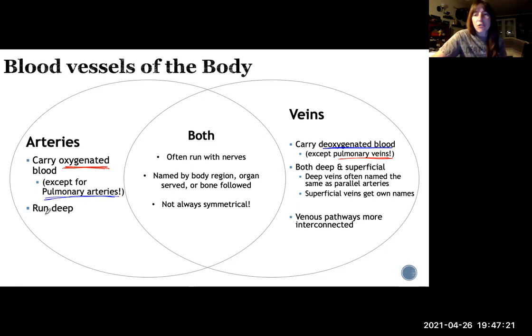Your arteries tend to run deep. This is by design. It's very important, right? Arteries get cut, you bleed to death. So the arteries are deeper in your body to protect them. Your veins can be deep, but they can also be superficial. They are the ones that you can see on the surface of your skin, right?